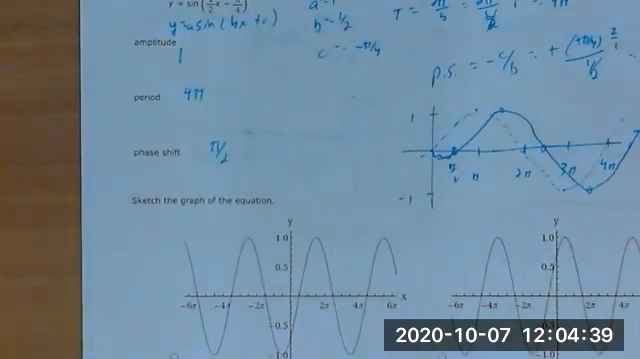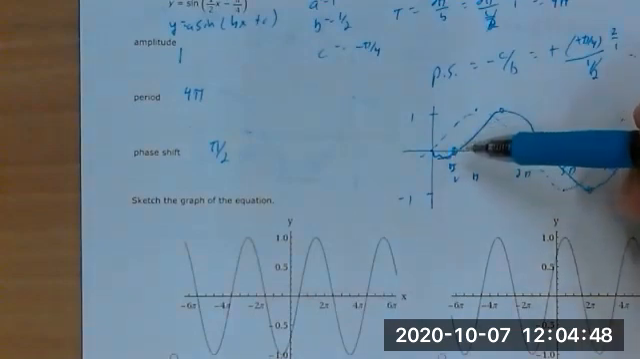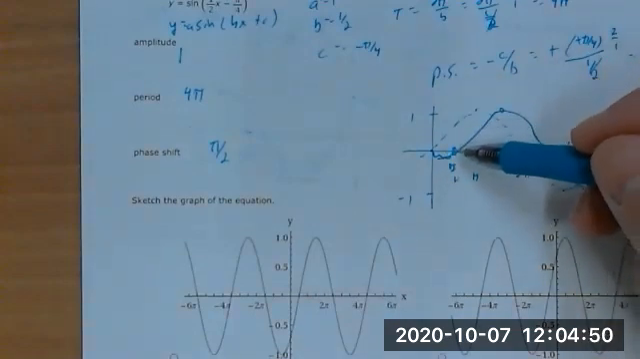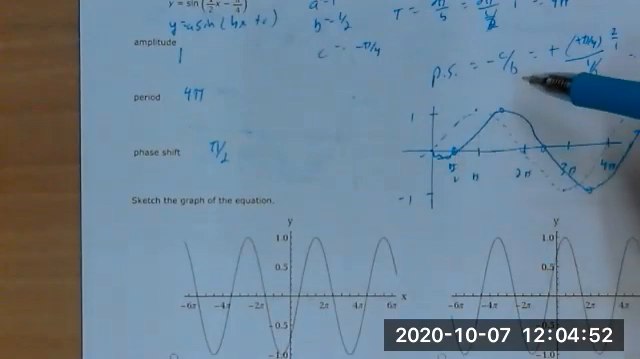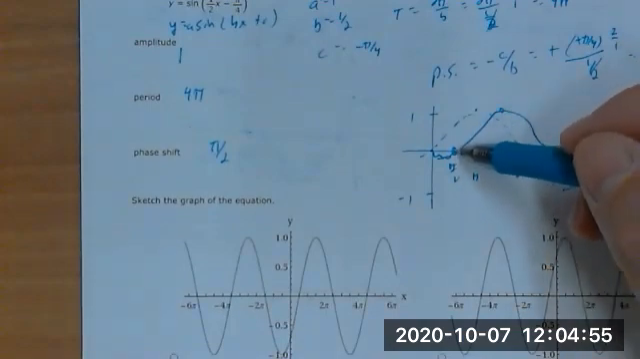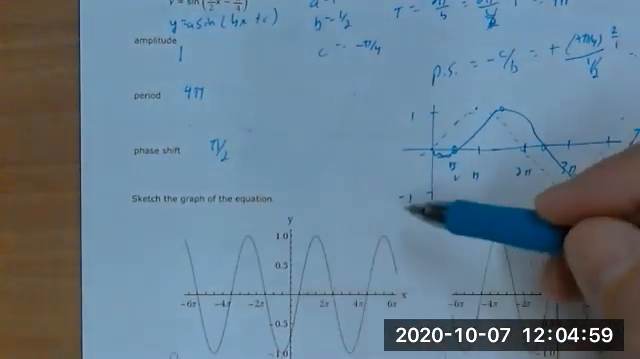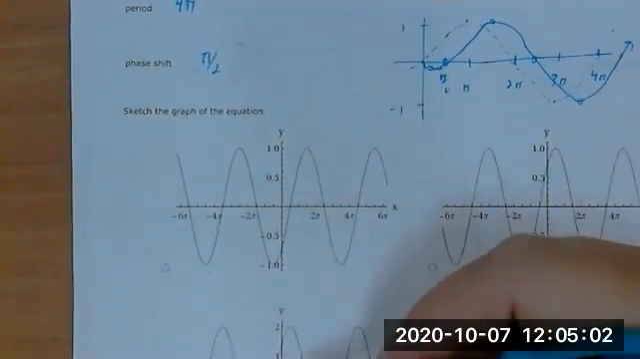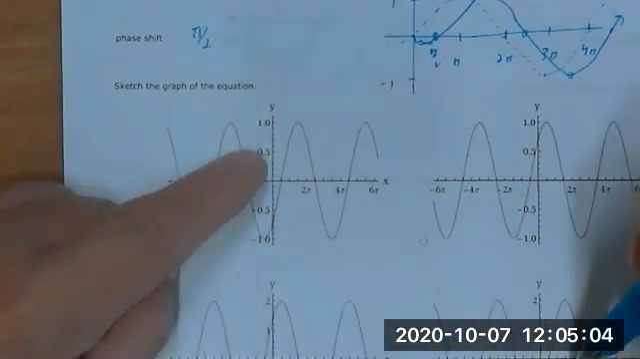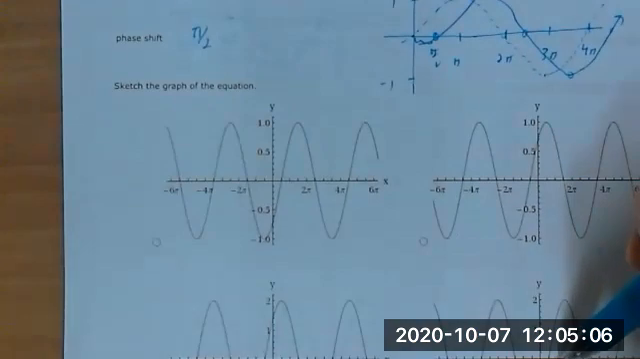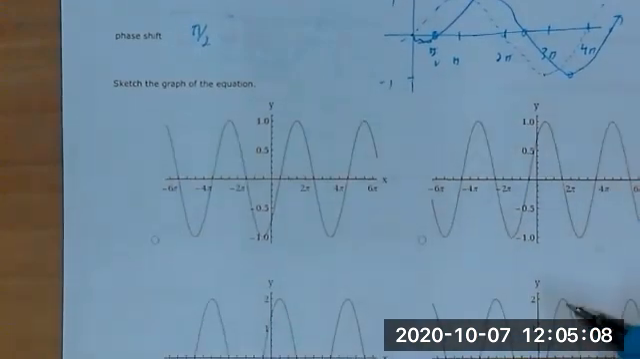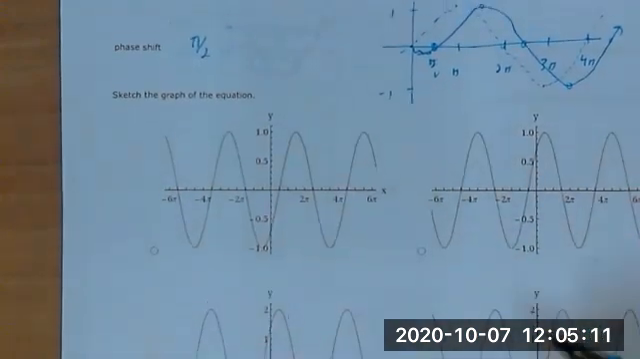So which one of these look like this? I guess the key is maybe this goes through right here at pi over 2. Could be that one. Not that one, not that one. So it could be these two. Oh, here the amplitude is 2 and -2. It's got to be this one.